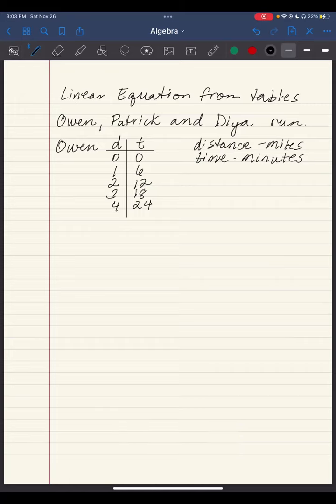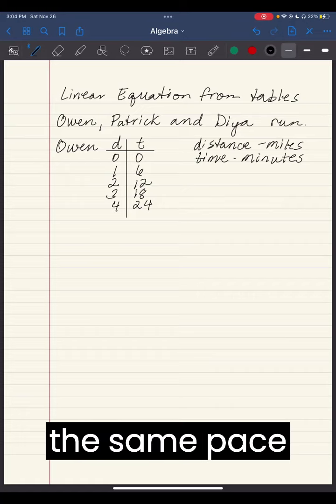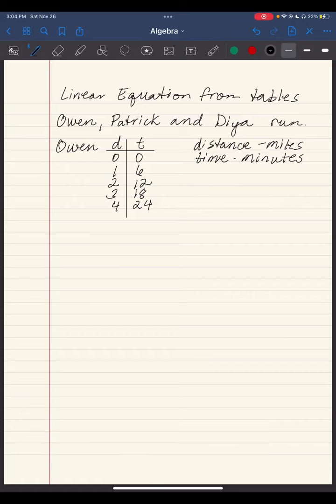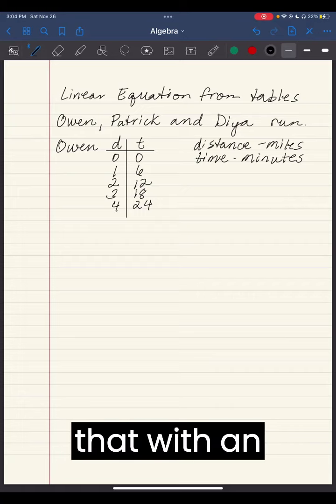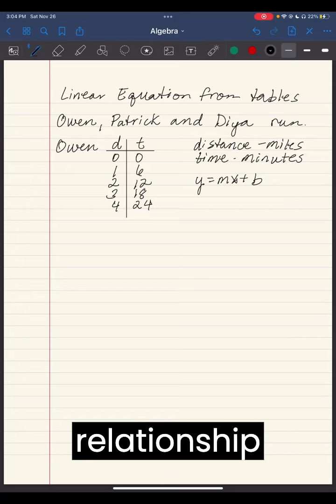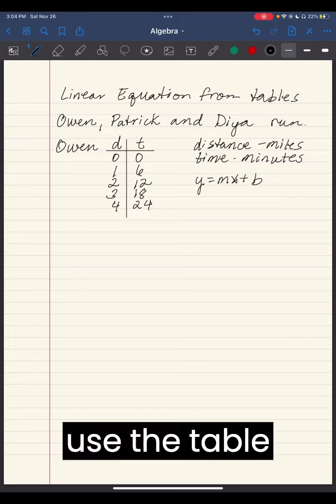The other thing you have to understand about this is that he can't change speeds. So for this example, he's running at the same pace for the entire time. How can we represent that with an equation that looks like y equals mx plus b? We're going to assume that there's a linear relationship here. We want to know what the pattern is. How do we use the table to determine that? Well, let's take a look.